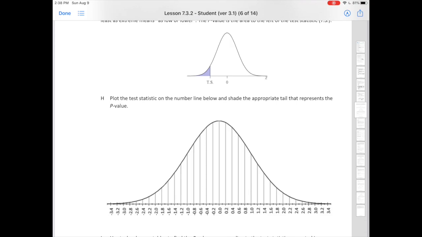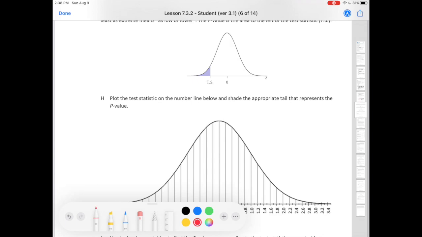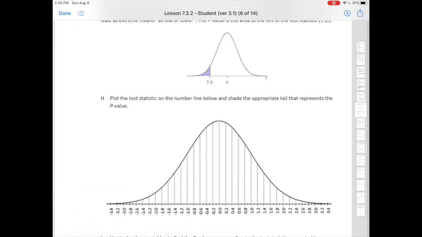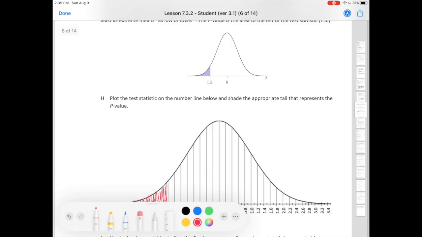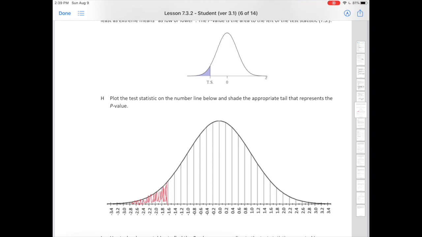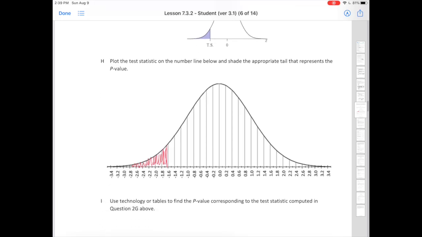Let's go ahead and write it here. Remember, we had negative 1.62. So it says plot the test statistic on the number line below and shade the appropriate tail that corresponds to the p-value. Well, let me do that in red. So remember, negative 1.62, that's around negative 1.6. So if we were to look here, it would be somewhere around here. Okay, this is what it looks like. We shade to the left there. So we want to find that area. Remember, off the top of our heads, this doesn't look like the p-value is going to be small enough here, right? Because that's a pretty sizable area.